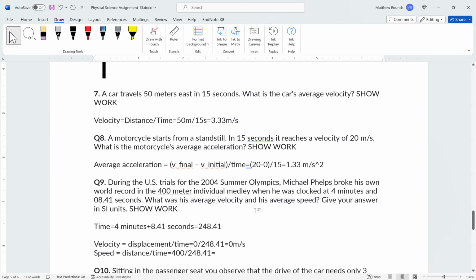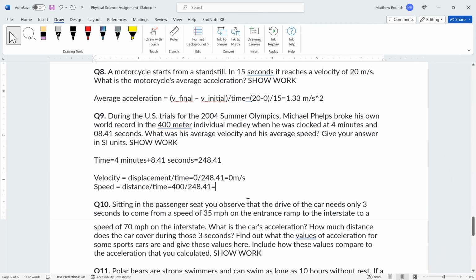Could you calculate that for us, please? All right. So for the distance and time, the answer is going to be 1.61. Okay, that works. And then for the displacement and time, that's going to be 0. Yeah, the displacement is 0 because he started where he ended, basically.